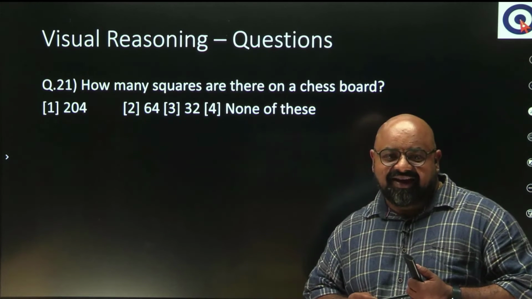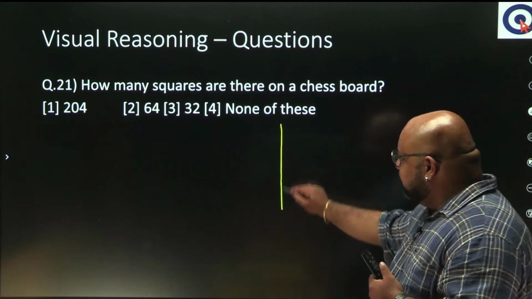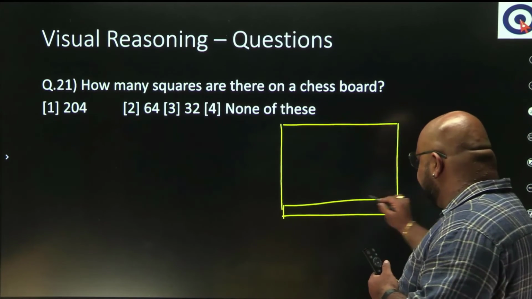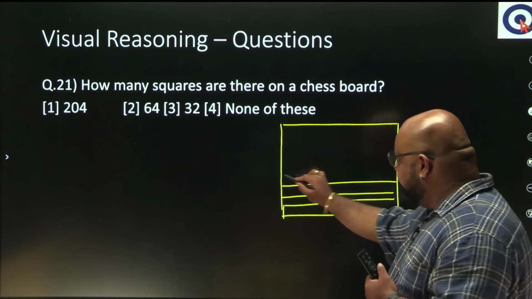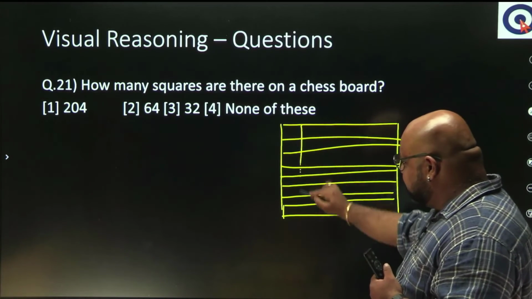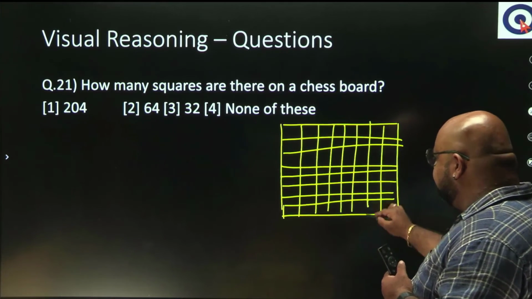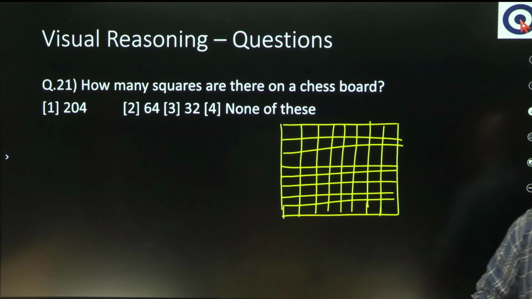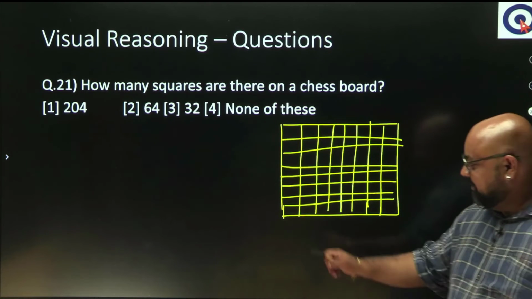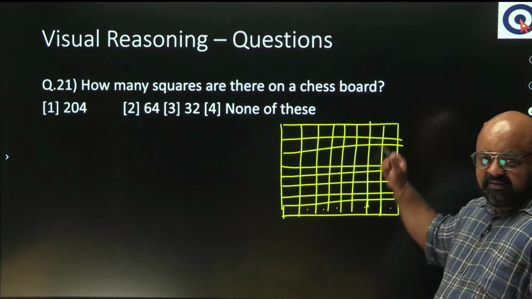Oh, how many squares are there on a chessboard? So a chessboard, 64, right? Please don't mind my lines which are not parallel. Something like this, where all lines are equally spaced. Apna chessboard thoda kharab hai. So how many squares are there? 1, 2, 3, 4, 5, 6, 7, 8. 1, 2, 3, 4, 5, 6, 7, 8. 64.